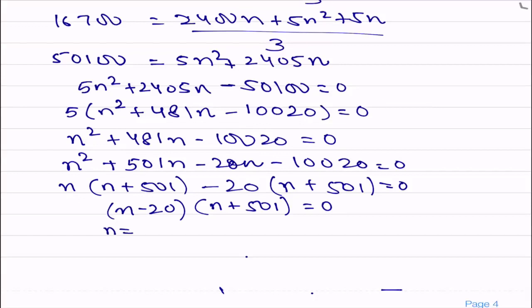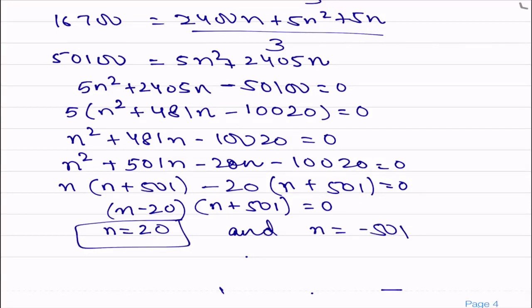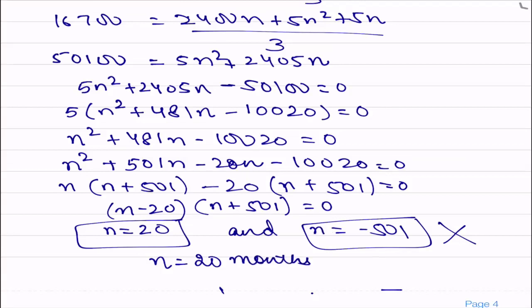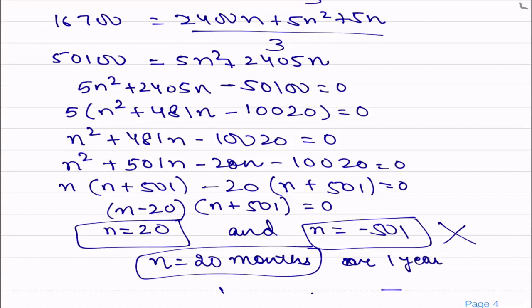We will compare both the factors with 0, and we will see the value of n is 20 and the second value of n is minus 501. So we will neglect this value because negative value we don't take. So the value of n is 20 months. Now children, when you give the answer, you have to write down either in months or year form. So when we convert this into year form, it becomes 1 year 8 months, because 1 year is 12 months, 12 plus 8 is 20 months. So you have to give your answer both in months as well as in the form of years.